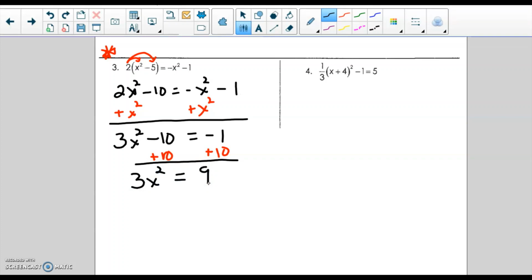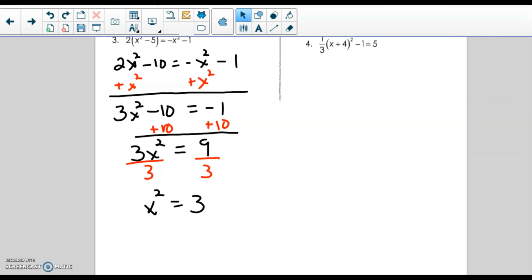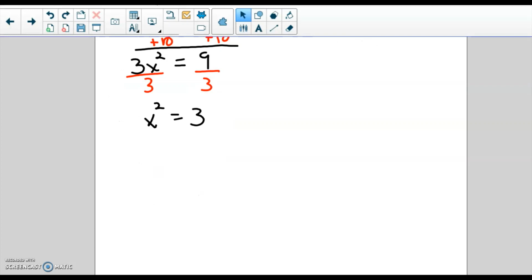So that was the addition and subtraction that was possible. Now we'll go and do division. Divide by 3. Divide by 3. X squared equals 3. Kind of a long problem. And we're at square rooting. So we square root both sides.